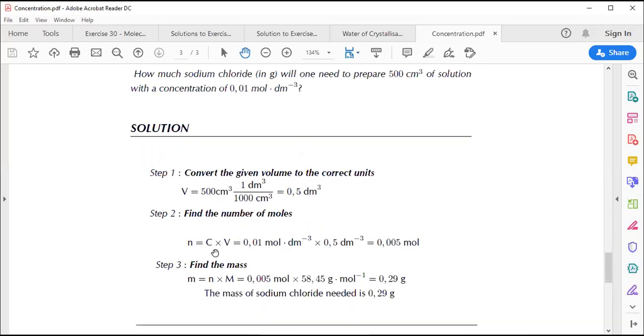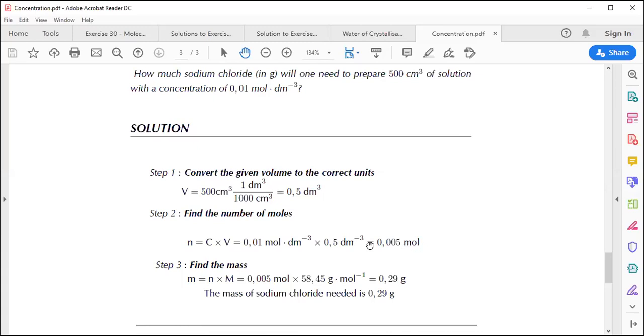Then you find your number of moles. But here we are going a long way because we are doing 2 steps. So you calculate your number of moles first by using CV. Number of moles is equal to concentration times volume. Concentration we were given, that's the 0.01. Then the volume is the one that we converted here. So we multiply these 2, then we get our number of moles.